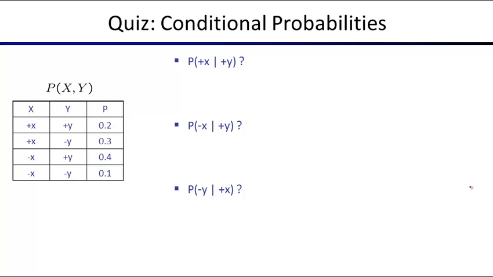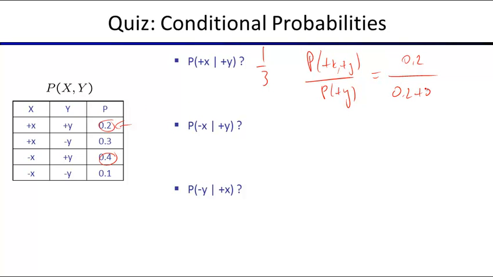Probability for plus x given plus y. Anybody? 1/3? That's what I'm hearing. How do we get that? It's the joint of plus x and plus y divided by the marginal for just plus y. And that is 0.2 over 0.4 plus 0.2, which is 1/3. Nice. How about minus x given plus y? 2/3. We can just read that off from the previous one, right? They have to sum to 1, and the first one was 1/3, so the second one is going to be 2/3.